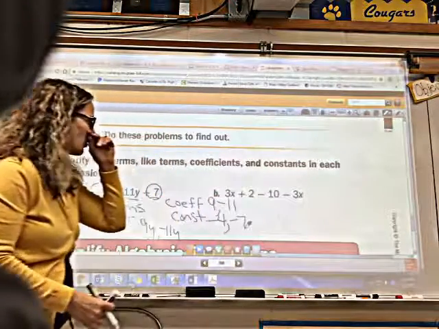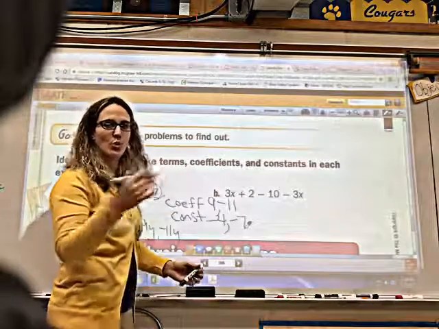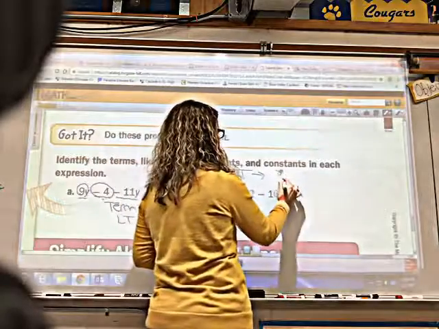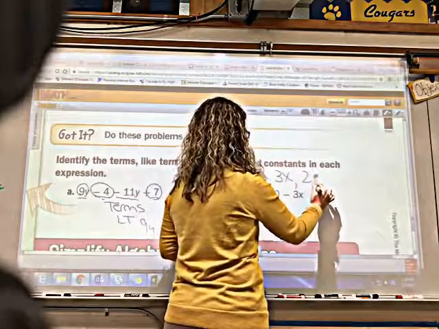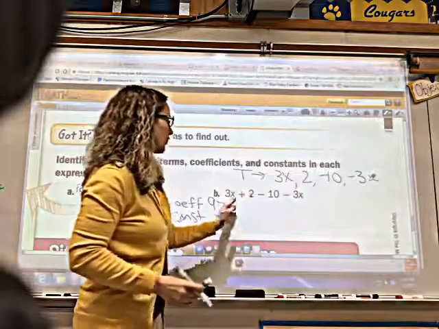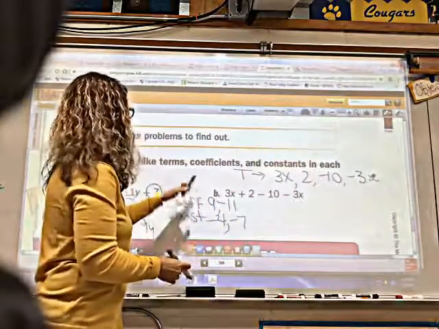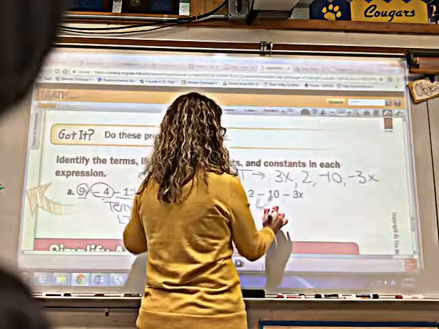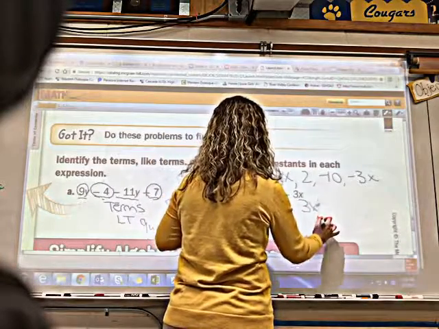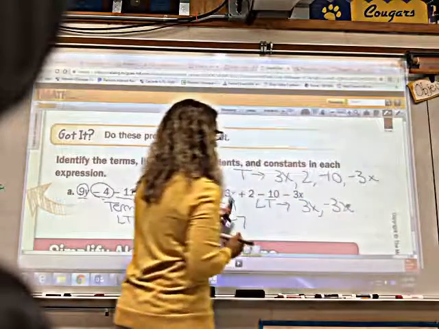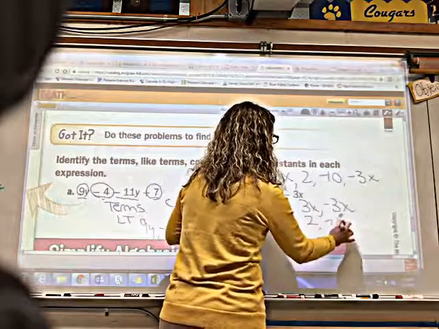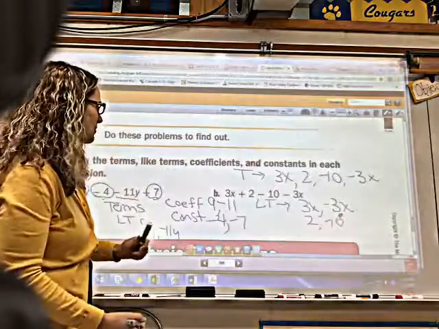Taking a look at letter B real quick here, I have 4 terms. I'm just going to abbreviate here real quick: I have 3x, 2, negative 10, and negative 3x. Again, there are 4 parts to it, so you have 4 terms. Next thing is like terms. What can I combine together? My like terms in this case are 3x and negative 3x. Then I would also be able to group together 2 and negative 10. So those would be considered to be like terms.